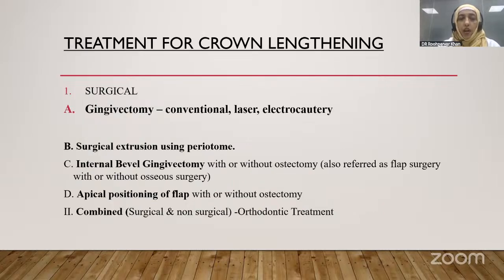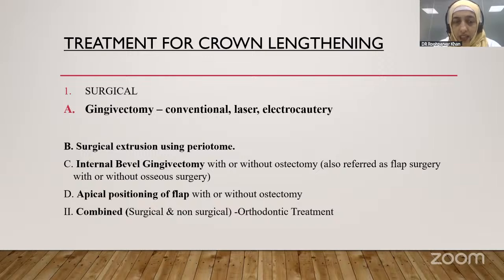So now, what are the procedures to increase the crown length? Basically, crown lengthening is done by a surgical procedure only. In surgical, we have gingivectomy. Gingivectomy, again, three types are there. That is conventional gingivectomy, that is cutting of the gingival margin with the scalpel or blade. Another is we can use diode laser. Next is we can use electrocautery.